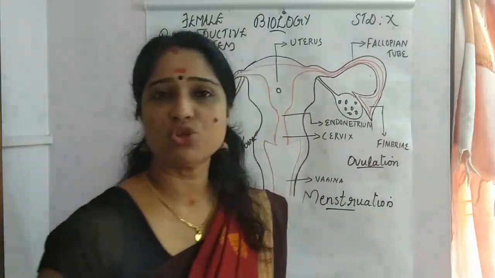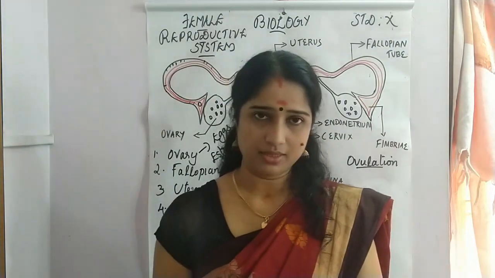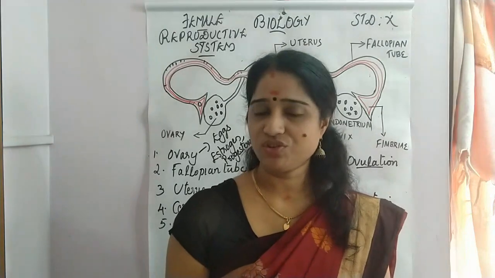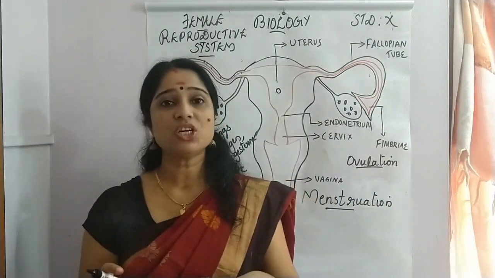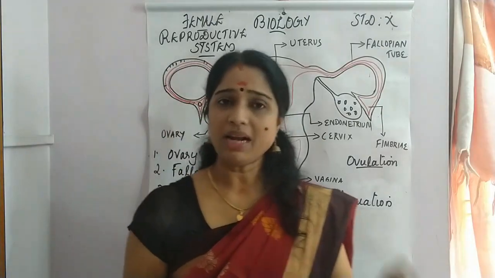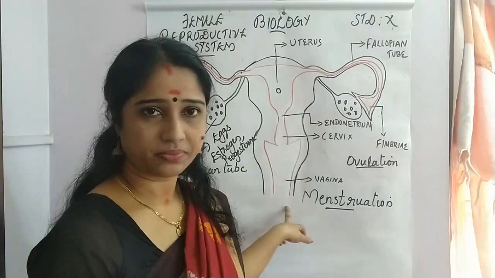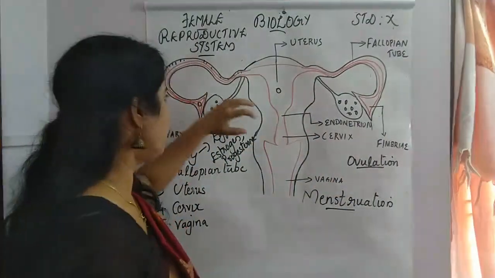Ovulation is followed by menstruation. After ovulation, menstruation takes place. Ovulation is always followed by what? Menstruation. Ovulation is the releasing of the egg. Menstruation is the bursting of the egg along with the blood vessels, and it comes out through the vaginal area. Clear? Hope it is clear about the structure and the function of the ovary.